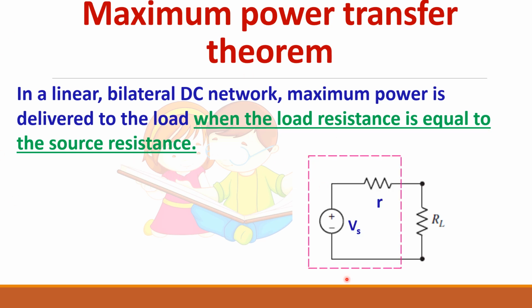It means that when you have a source and R is the internal resistance, when this internal resistance is equal to the load resistance, the load resistance will be able to receive maximum power, or the power delivered to the load will be maximum when RL is equal to the source resistance.